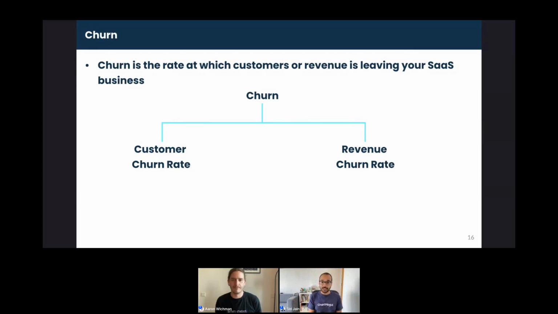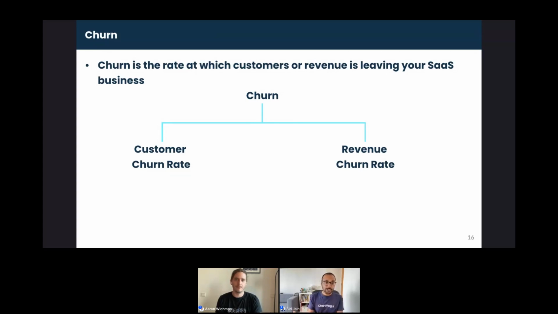You can measure churn in two ways. You can look at customer churn rate, which measures the rate at which customers are leaving your SaaS business, or you can look at revenue churn rate, which measures the rate at which revenue is leaving your SaaS business. I would say it's important to look at both, because sometimes a few customers make up a large portion of your revenue pool, and if they churn, usually your revenue churn rate will be higher than customer churn rate.